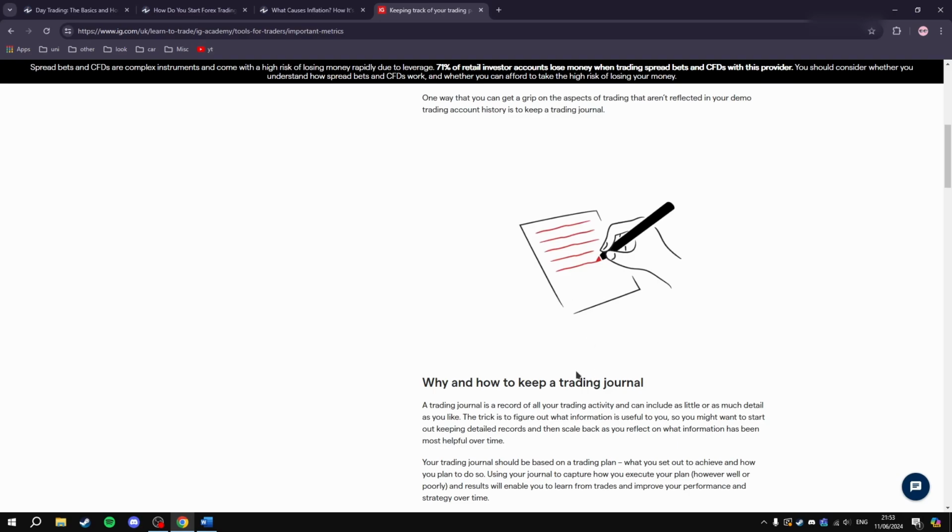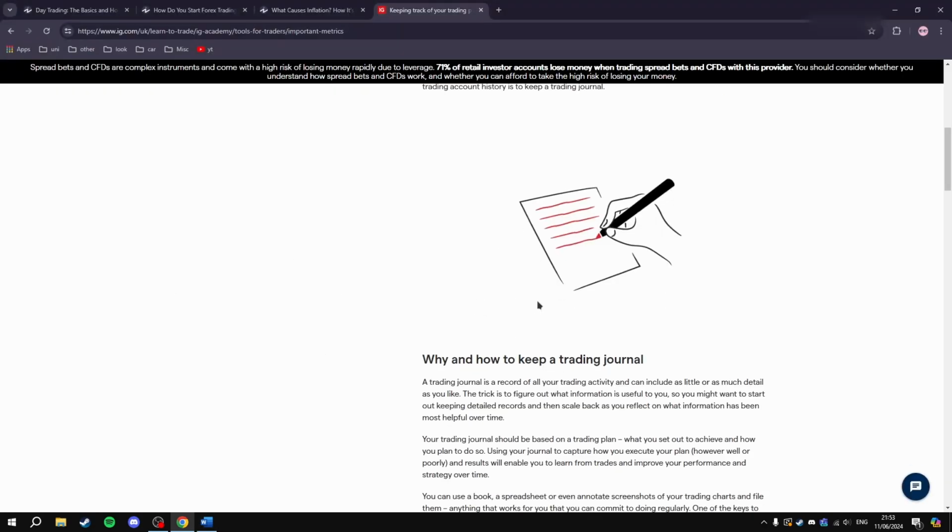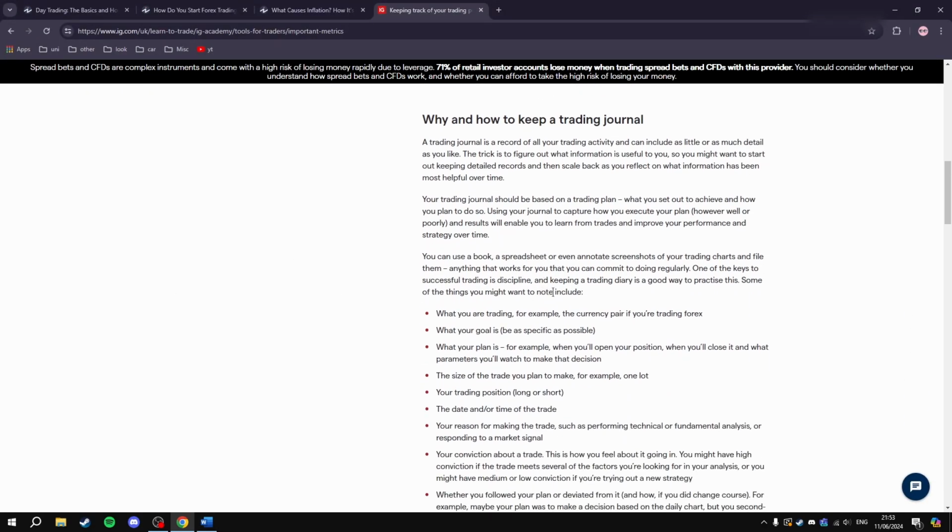One way that can get a grip on the aspects of trading that aren't reflected in your demo trading account history is to keep a trading journal. Why and how to keep a trading journal?